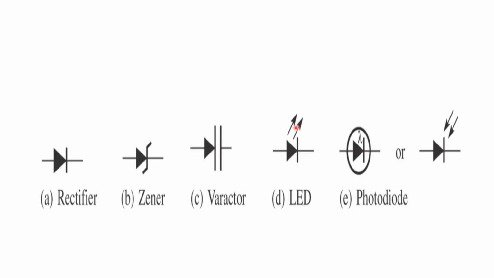In the LED, light is the output energy: electrical energy is converted into light energy. Light emits, so the arrow is outward. This is the photodiode symbol. For the photodiode, the input energy is light and the output energy is electrical energy. It converts light energy into electrical energy, so the arrow mark points into the junction. So this is about the different diodes discussed in this lecture. Thank you.